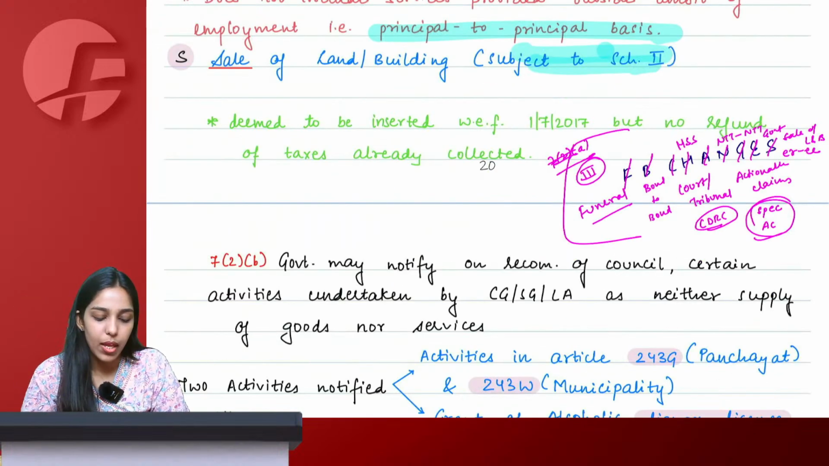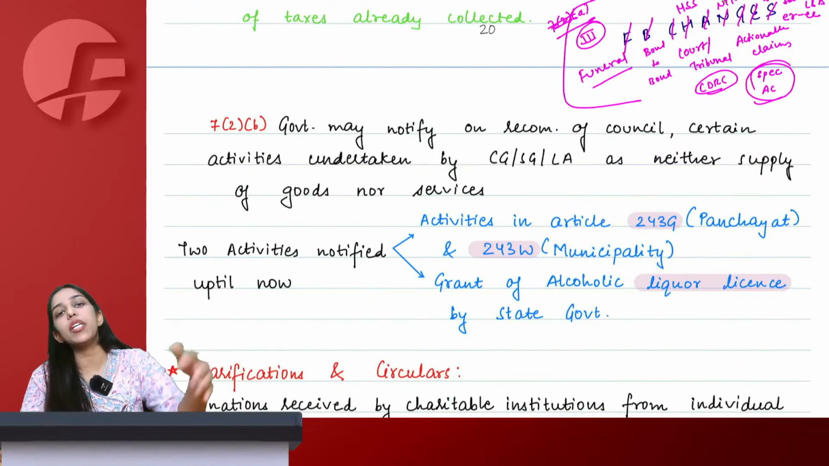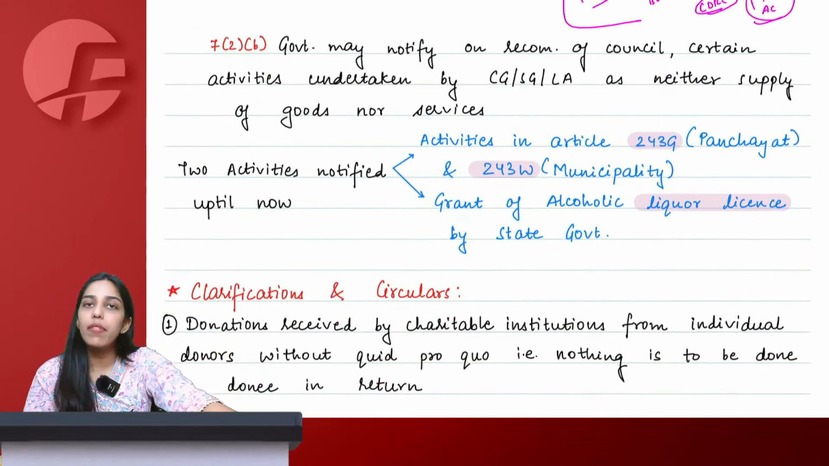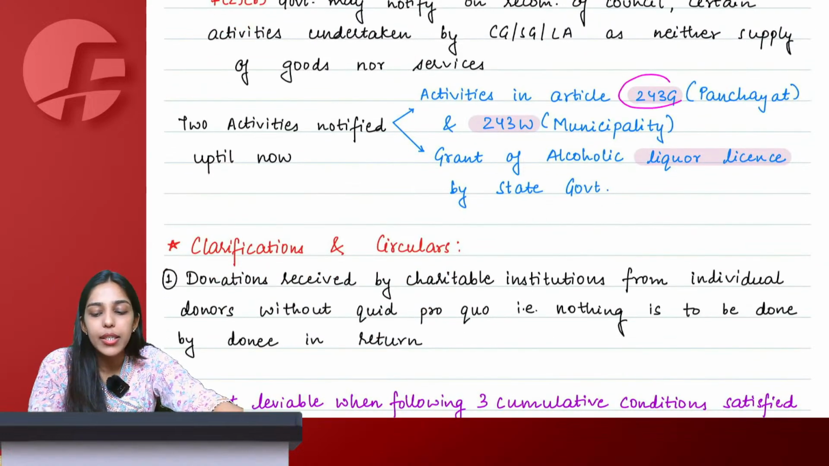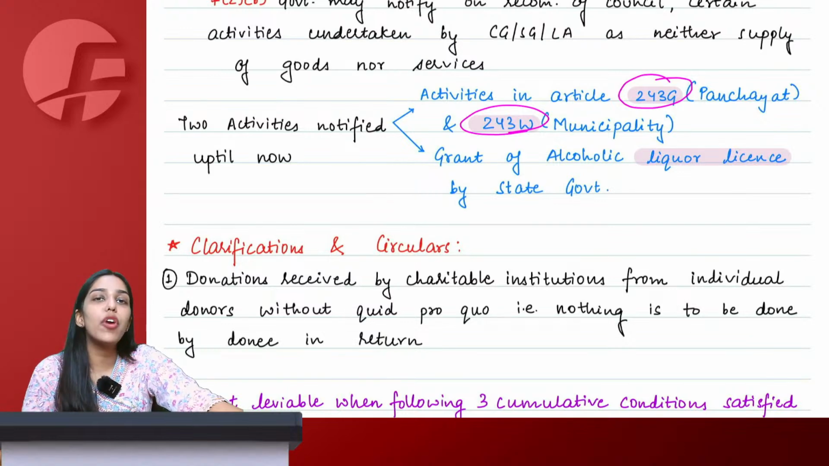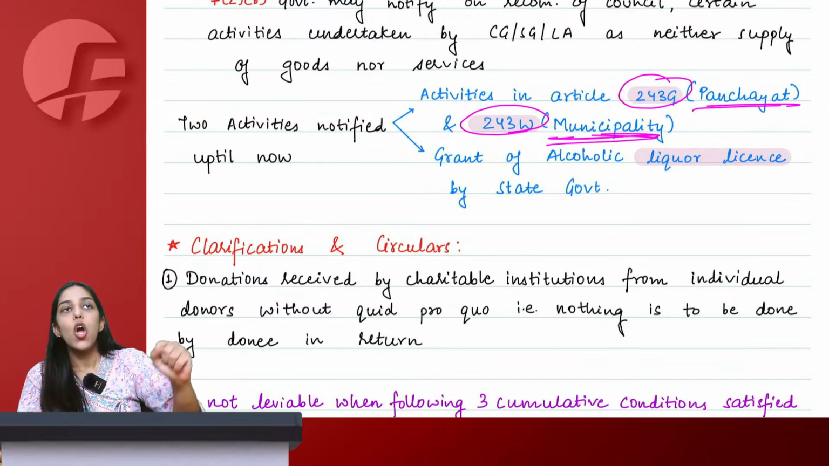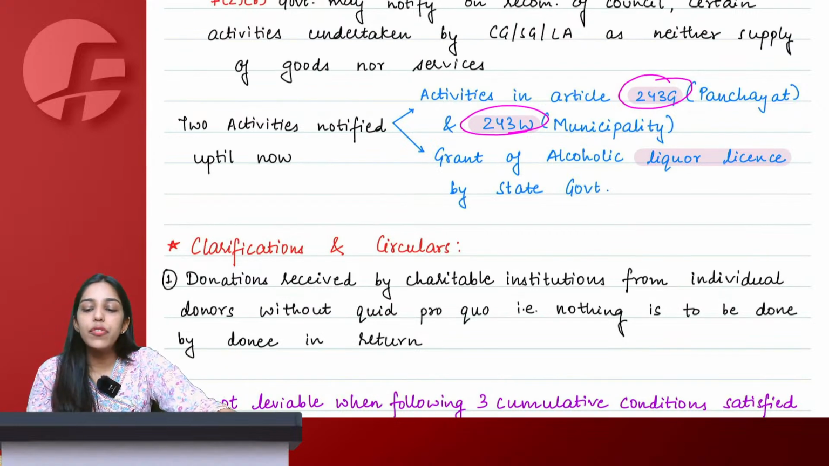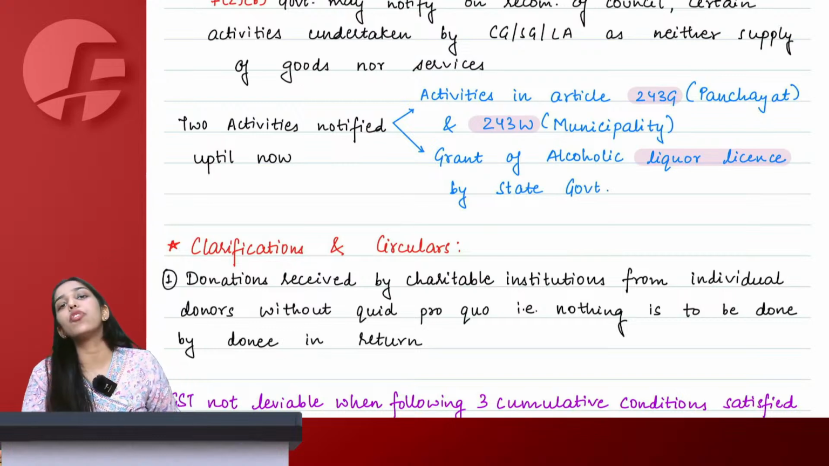And last, section 7(2)B, which says government can even notify more services done by government, and government has till date notified 2 services. One is under Constitution, Article 243G and W. There are certain activities to be carried out by Panchayat and municipality, like some sanitation services or repairing of street light. Then all of these services falling under Article 243G or 243W will neither be treated as supply of goods nor supply of services.